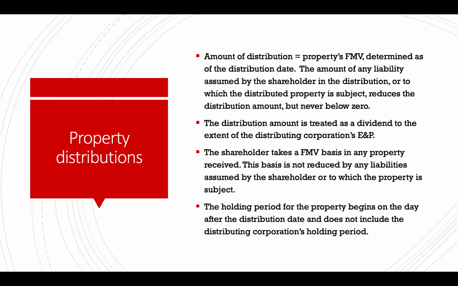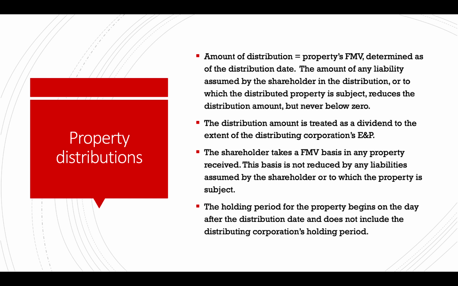All right, so this was for cash. Cash distributions are pretty easy to measure, right? Cash is cash. But what if we distribute other property? Okay, so the amount of the distribution is going to be measured as the property's fair market value on the distribution date. If that property is subject to a liability and the shareholder assumes that, it's going to reduce the distribution amount, but not below zero. The distribution amount is going to be treated as a dividend to the extent of corporate earnings and profits, just like before, so it's not going to change that rule.